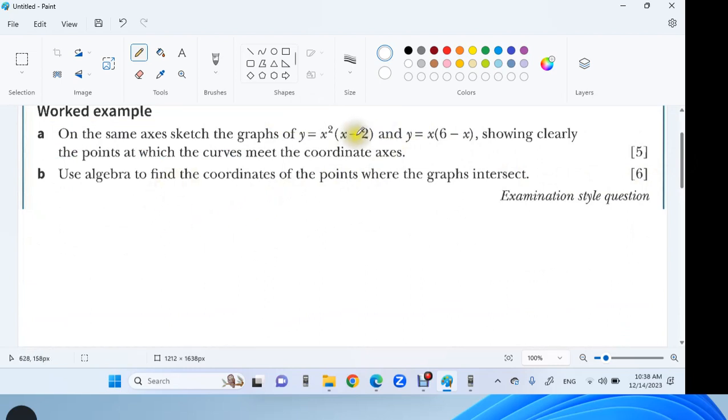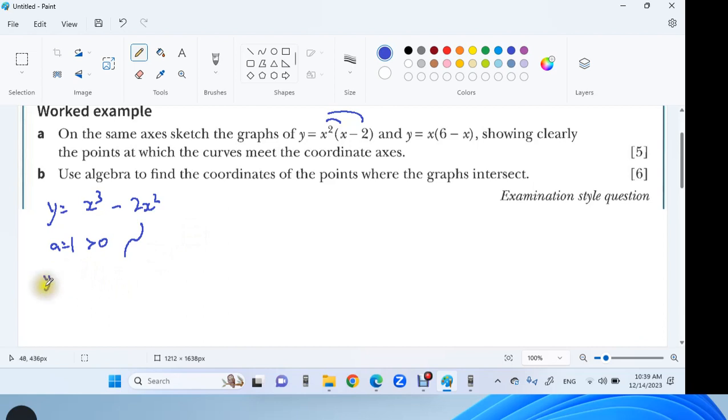The first one is a cubic equation. If I expand it, y equals x squared (x minus 2) becomes y equals x to the power 3 minus 2x squared. So it is a cubic, and a is 1, a positive value greater than 0, so the shape looks like this. When we want to draw a cubic equation or whatever equation, we need to find the x-intercept and y-intercept.